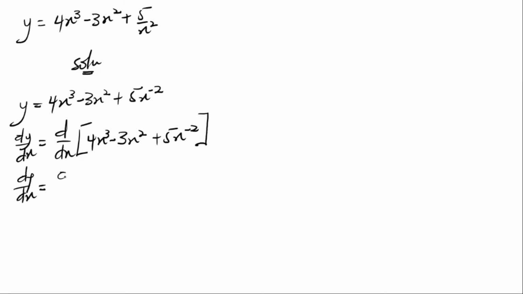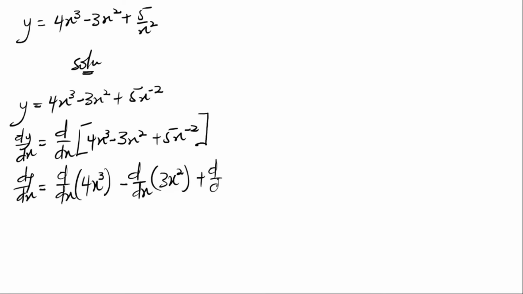So it means our dy dx becomes the differentiation of all the individual functions we have in the bracket. So we have d dx of the function 4x cubed minus d dx of what? 3x squared, then plus d dx of what? 5x to the power negative 2. So our dy dx becomes, now if you like, because 4 is a constant, you can bring it outside or in front of the d dx, then you just differentiate what? x cubed, and then you use it to multiply, and then you continue ahead.